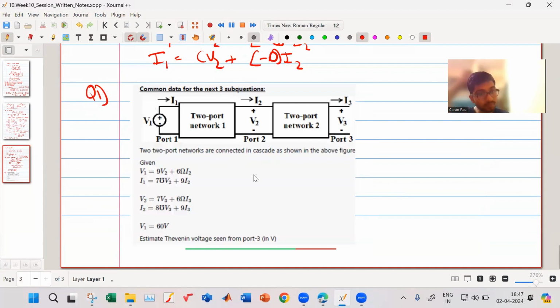So what is given over here? There are two port networks. V1 is connected, V3 is left open, where the output V2 is directly given into the input of V3. They are given some equations. Those equations can represent the network in what parameters? ABCD parameters, right? So now they have told us to first find the Thevenin voltage seen from port 3.